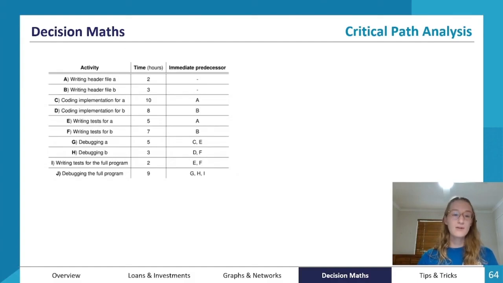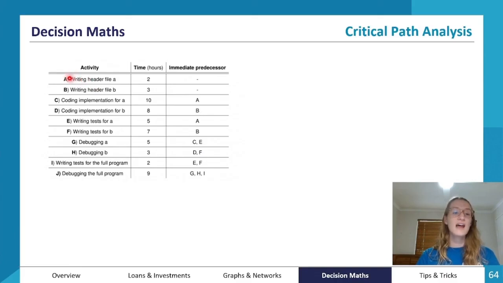So this is an example of a project here. So we see writing header file A, writing header file B. These are all the different activities that need to be done. So this project is about designing some sort of software, and these are all the little individual sub-activities they've broken it down into. You can see that in this activity table, it also lists the time taken for each activity, and this column here is about the immediate predecessors. So this is about what activity must be completed before each activity so that the next activity can begin.